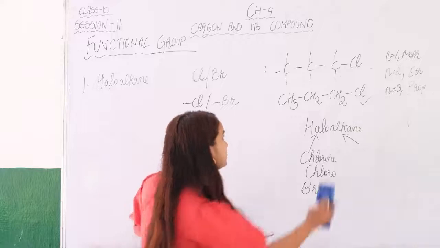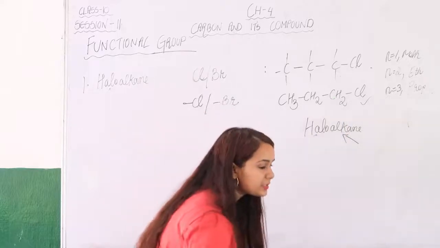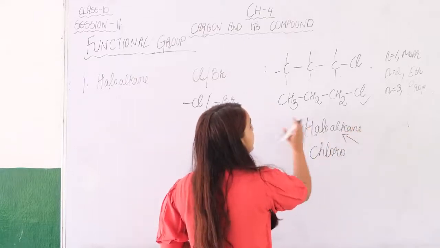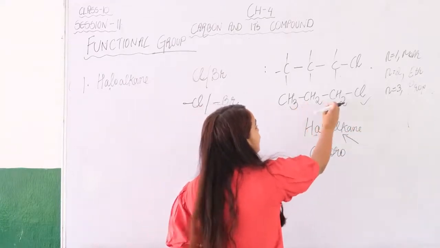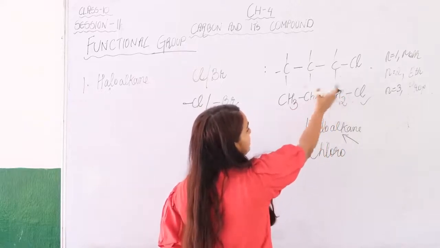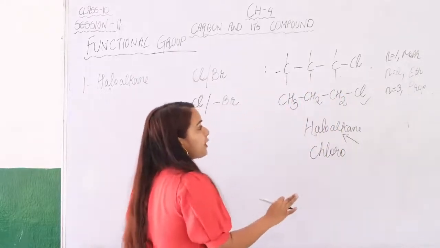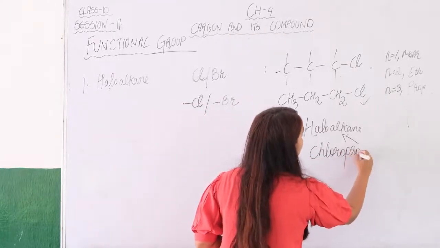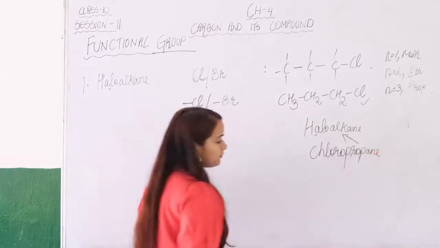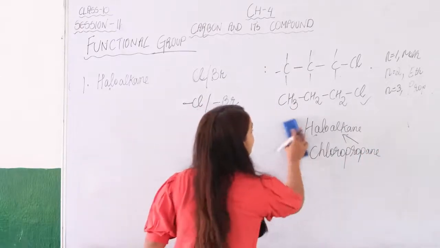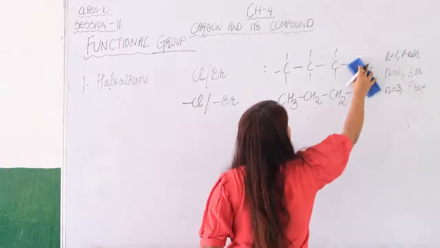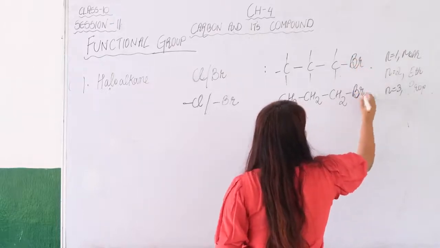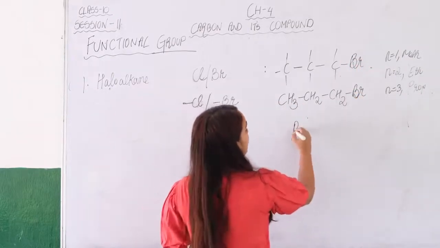So when we are naming, since it is chlorine, we got our first name, which is chloro. What is our alkane here? Meth, eth, prop. So we are doing it for alkane, that means it is propane. 3 carbons present means it is propane. So we got the name chloropropane. Similarly, if we put bromine in place of chlorine, what will be the name? The name will be bromo.